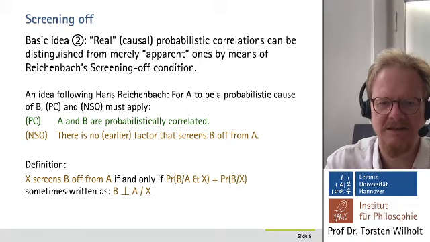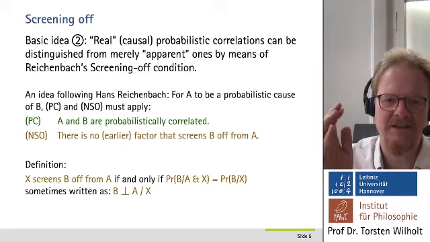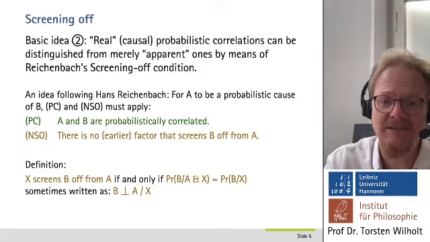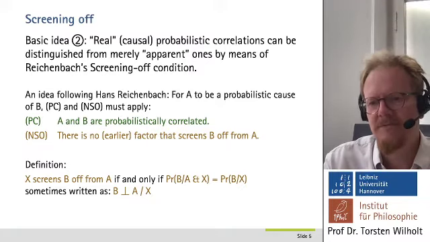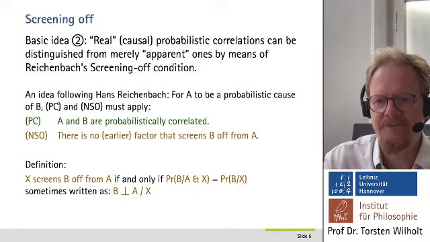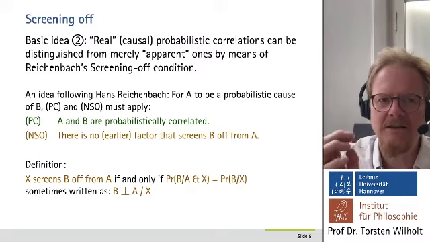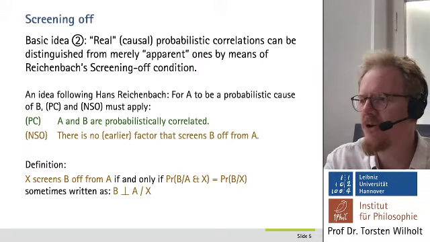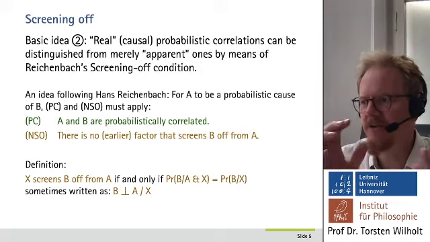Given that someone is pregnant, the probability that she gives birth, given that she has been wearing maternity clothes for the past weeks and she's pregnant, is no different from the probability of her giving birth, given that she's pregnant alone. So, okay. The idea is that real causal probabilistic correlations are the ones that can't be screened off, where you don't find any other condition that screens off the correlation.